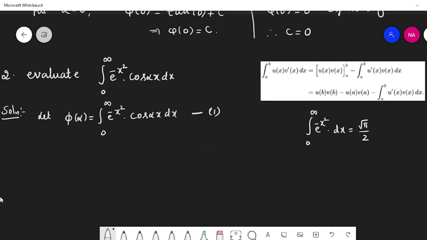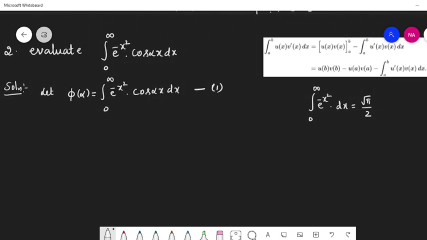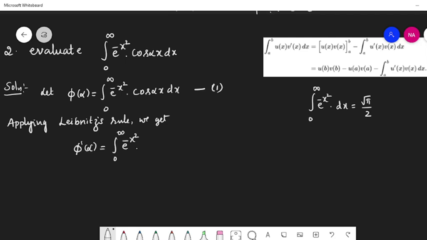Integral 0 to infinity e power minus x square cos alpha x dx. Applying Leibniz rule, we get phi dash of alpha equal to integral 0 to infinity e power minus x square into cos alpha x. Here e power minus x square is independent of alpha, so we'll write it as it is. Differentiating cos alpha x, you get minus sin alpha x into x dx.